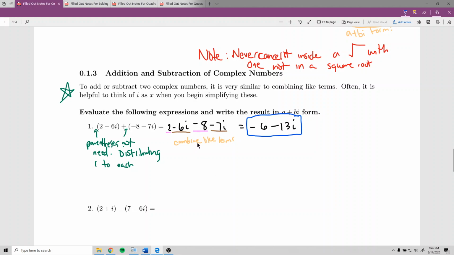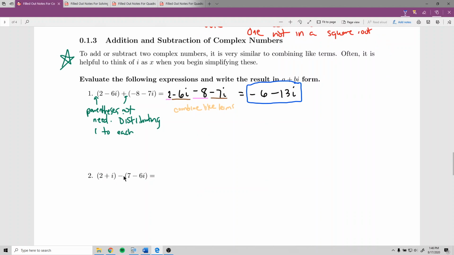Subtraction is much the same way. You just have to be careful about subtraction because you do have a minus sign here. So you've got to be careful to distribute. So don't forget to distribute the minus sign. But outside of that, it's going to be exactly the same.